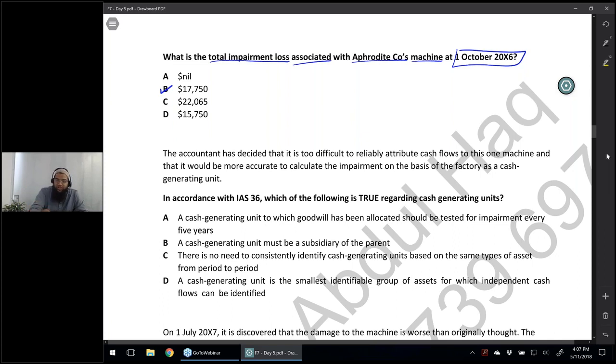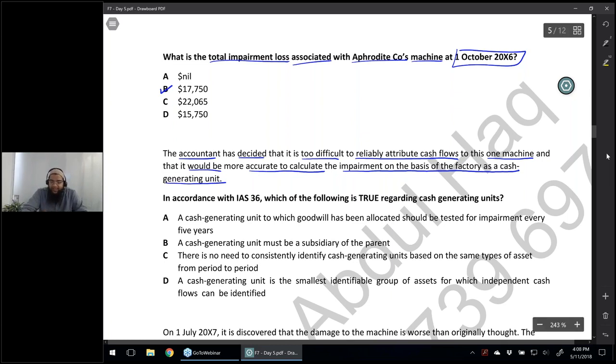Now let's read the next question, where the question says that the accountant has decided that it is too difficult to reliably attribute cash flows to this one machine, and that it would be more accurate to calculate the impairment on the basis of the factory as a cash generating unit. So the accountant thinks that the recoverable amount of one machine cannot be calculated, so he wants to calculate it for the entire CGU. In accordance with IAS 36, which of the following is true regarding cash generating units?